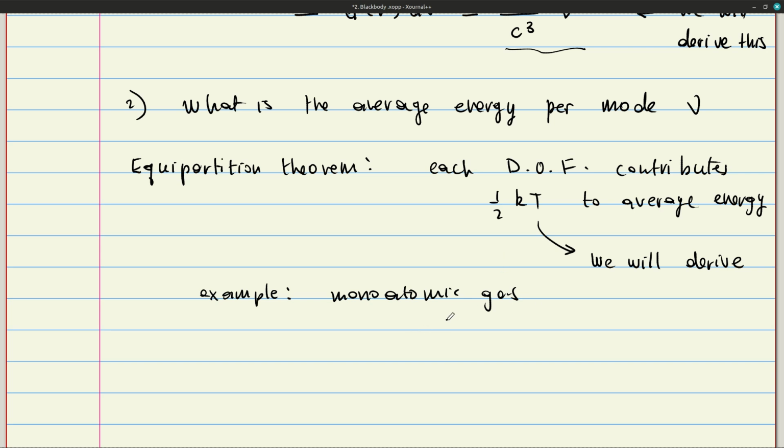There are 3 degrees of freedom, because there's x direction, y direction, and z direction, right? Then the average energy, let me use this notation, is 3 times 1/2 kT. So this is the energy per atom.